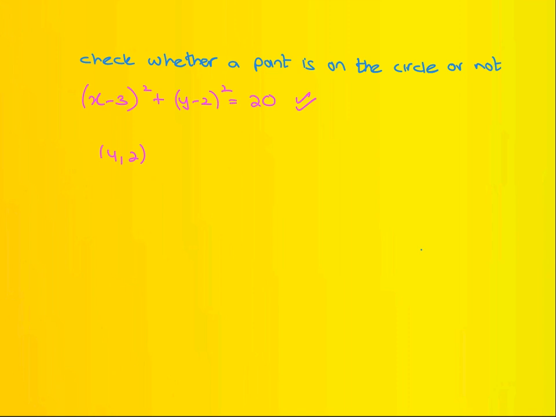So if I plug in x as 4, I get 4 minus 3 whole square plus 2 minus 2 whole square equals 20. I'm just copying the values as it is. If I simplify the left hand side, which is this one, I get 1 square plus 0 square, which is 1. Right hand side is 20. Clearly this is not a true statement because 1 is not equal to 20. Hence I know that this point does not lie on the circle.